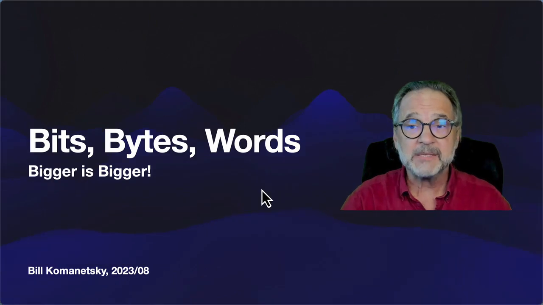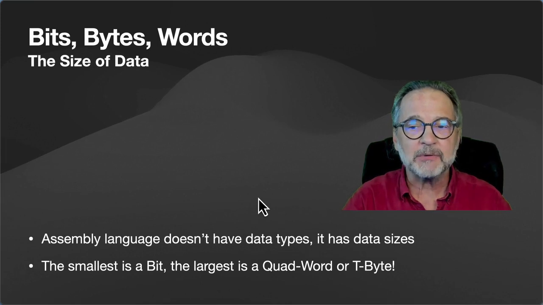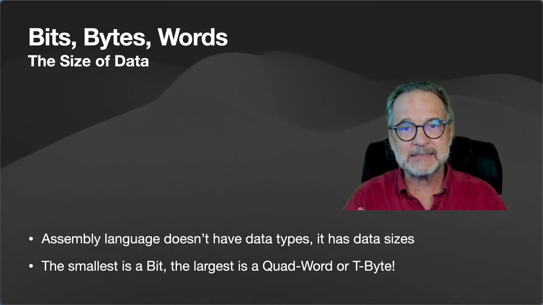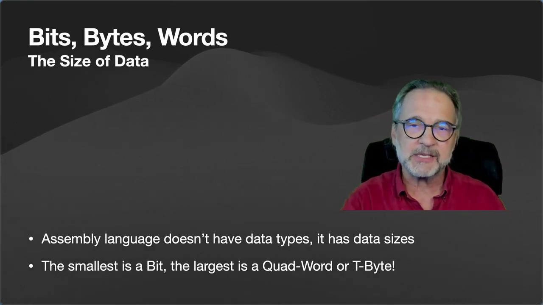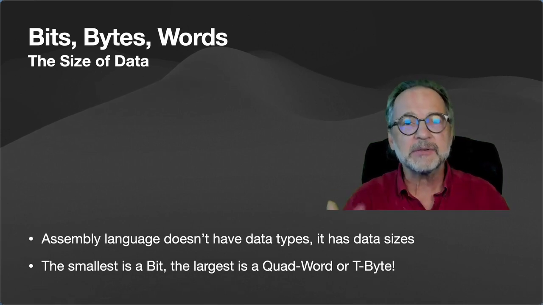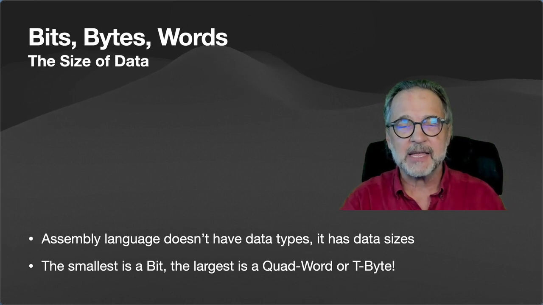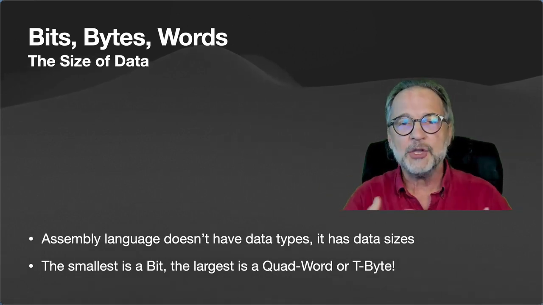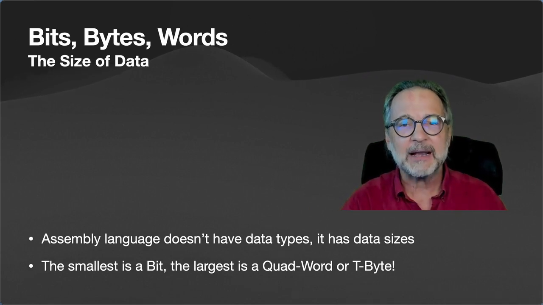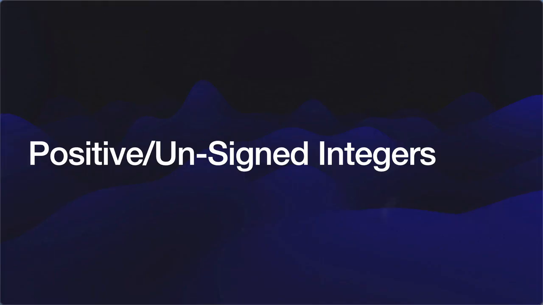Let's get started. Bits, bytes, and words. Why did I title it this way? Because assembly language doesn't have data types. It has data sizes. In other languages like C or C++, you specify an integer, a char, a string. There is no such thing in assembly language. What you have are data sizes. Everything starts as a byte and goes all the way up to a terabyte, possibly even larger, but they're just sizes, not data types. And you, the programmer, have to keep track of what data type you want that memory area to look like.